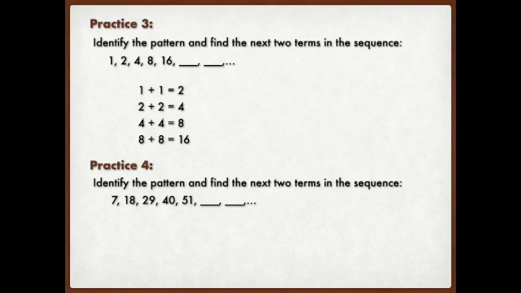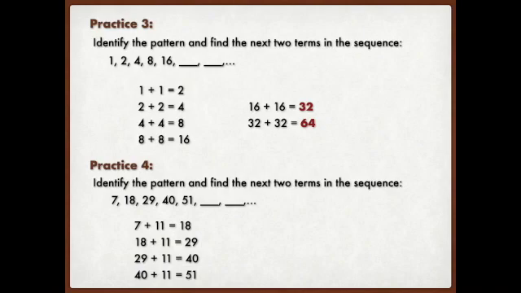I can also do 1 plus 1 is 2. 2 plus 1, no, that doesn't work. Okay, 1 plus 1 is 2. 2 plus 2 is 4. 4 plus 3, no, that doesn't work. So probably times 2 would be a good example. Here we have it's evens plus 2, 4, 8, or we can do times 2. Okay, that gives us 32 and 64.